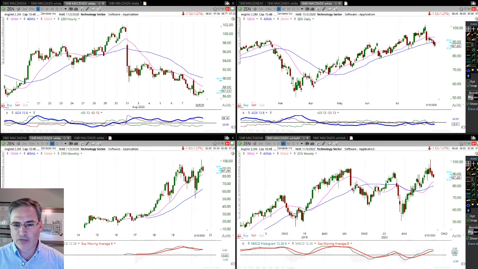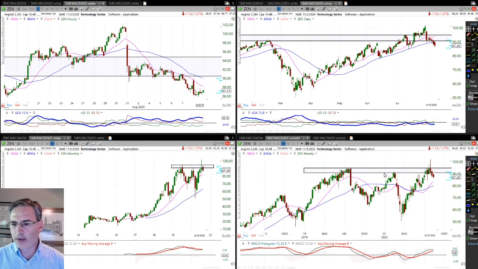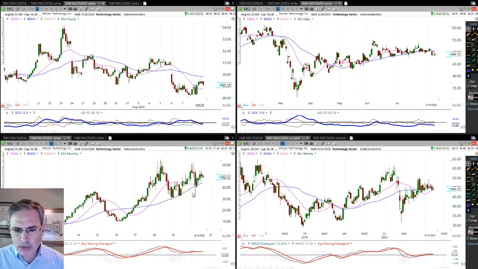I would probably avoid this for now based on the way it's pulled back and topped up there. I think that's created some resistance overhead at this point. If we can work our way back up through this breakout area, then I think I'd get a little bit more interested. MU is sort of caught in a little bit of a range right now.